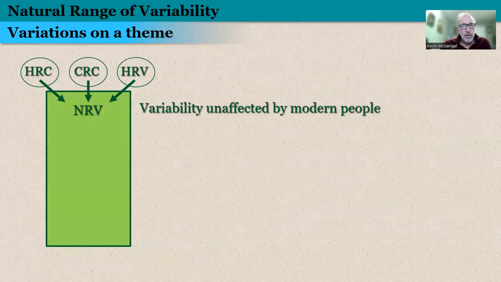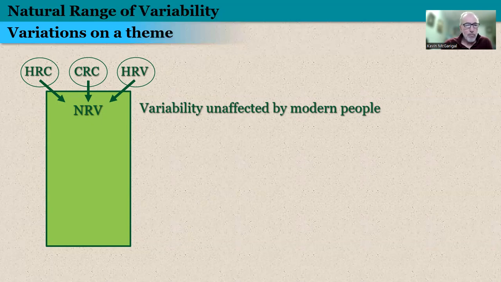And that's best done visually using a Venn diagram. So here, shown in the green box, is essentially a conceptual space representing the variability in one or more ecological attributes of interest that is unaffected by modern people. This is the so-called natural range of variability. And the historical reference conditions, the contemporary reference conditions, and the historical range of variability approaches all are various ways to address NRV. And we'll be discussing each of these three approaches to NRV in great detail in subsequent talks.